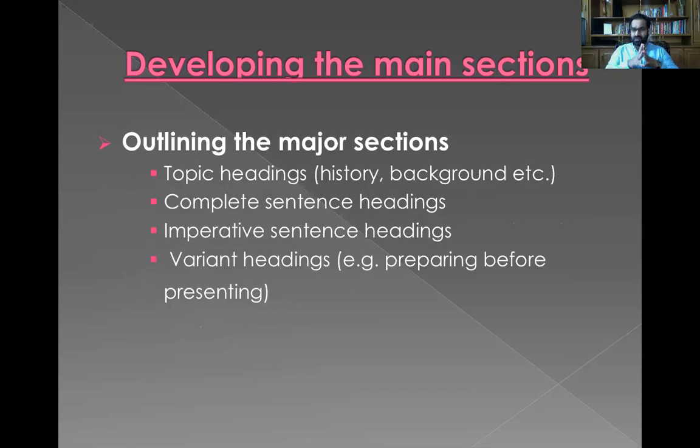outlining the major sections. Topic headings, first of all, like history or background, etc. Complete sentence headings, so you completely tell what you are going to talk about. You're not creating suspense. It is not a kind of Imran series or some kind of novel in which people are thrilled to read suspense. No, it is not the case. It is to be as simple as possible, as understandable as possible, as short as possible, and as effective as possible.